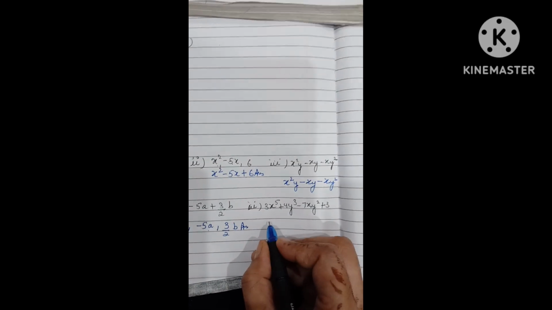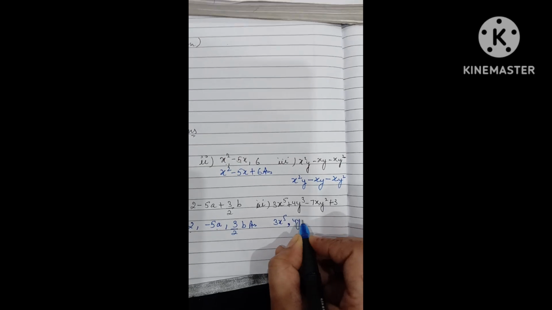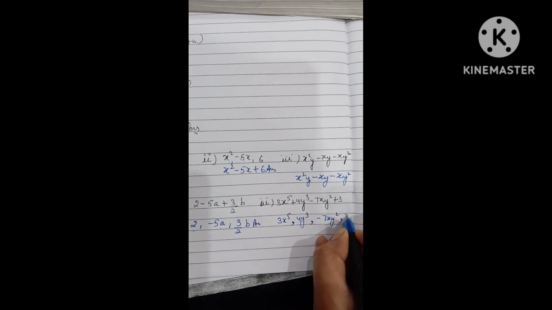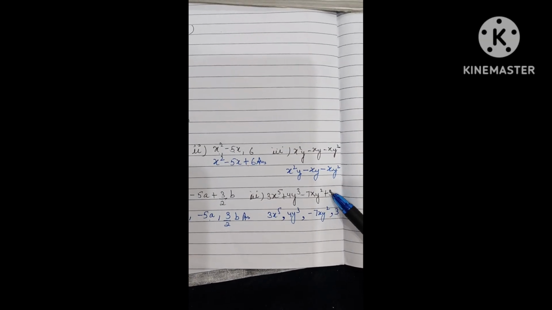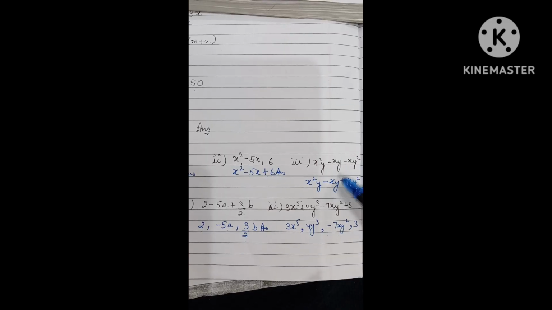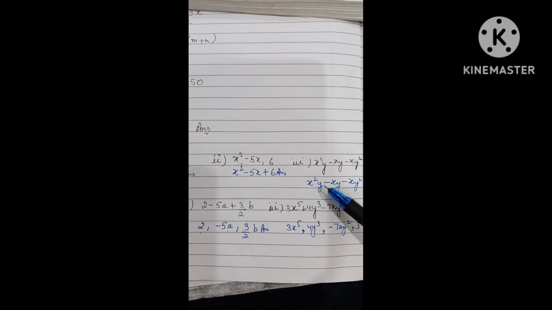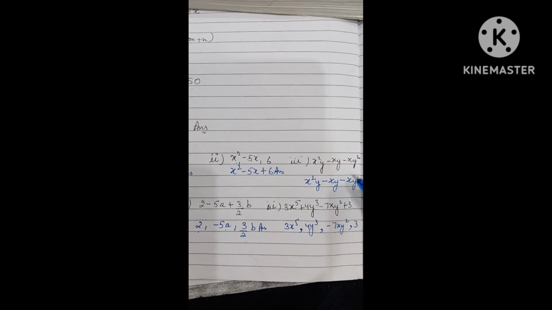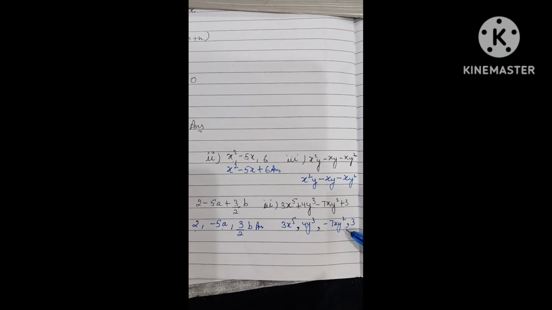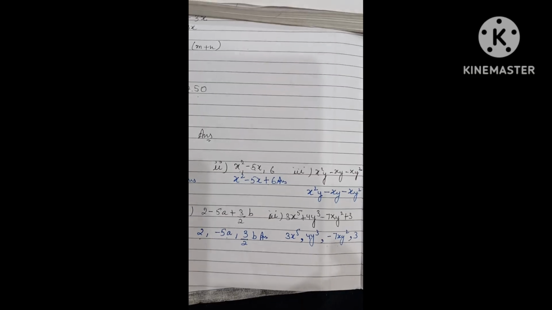Now in third, what we will do? 3x raised to the power 5 comma 4y cube comma minus 7xy square comma 3. So here this is the algebraic expression and these are the terms separated. Basically I have removed the comma here, and if there is a minus sign I have used it, if there is no sign I have used the plus. So in place of plus I have written comma, but if it is with a negative sign I have written it as it is. I hope you are getting it.